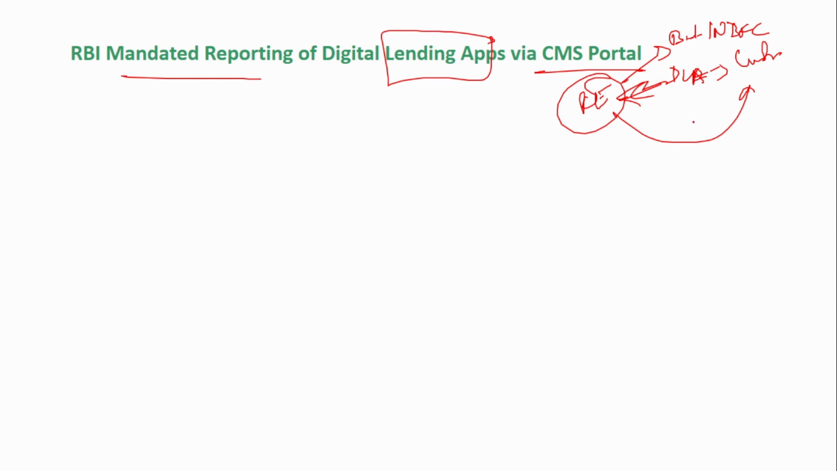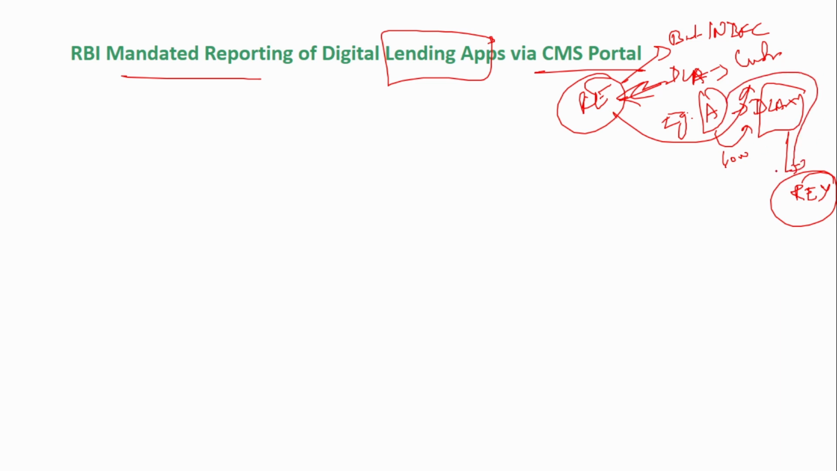I'll explain this with an example. Say suppose there is a person A. He has downloaded one digital lending app, say X, and this X app is in connection with regulated entity Y. So person A requests for a 1 lakh loan from this digital lending application. This digital lending application would not provide any money. It will forward the request to the regulated entity: this customer has requested 1 lakh, these are the details of the customer, review the customer, and if he or she is eligible, provide the loan.